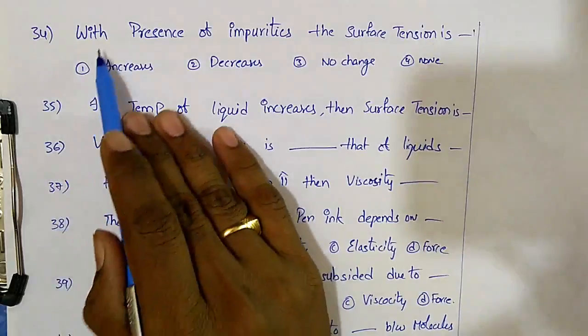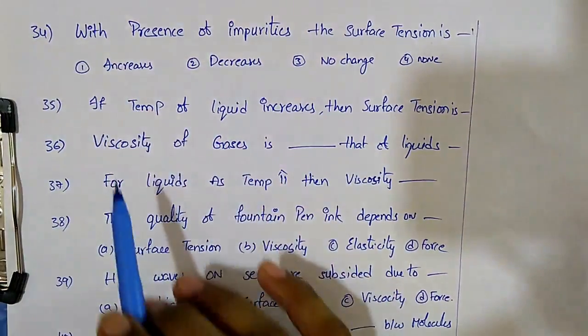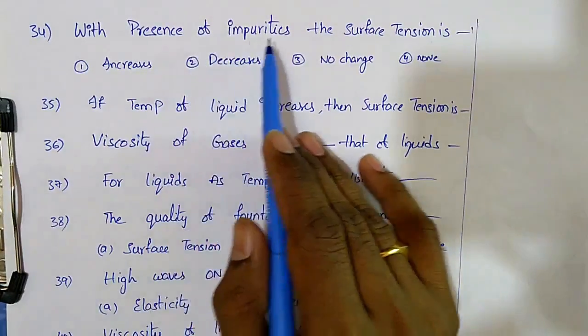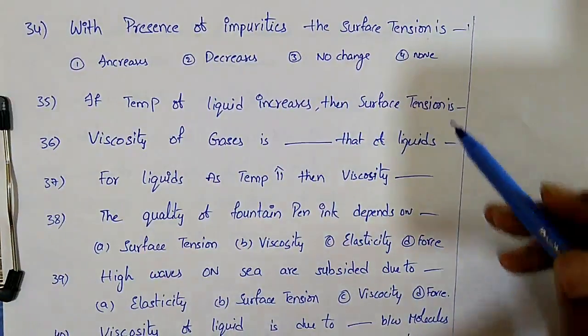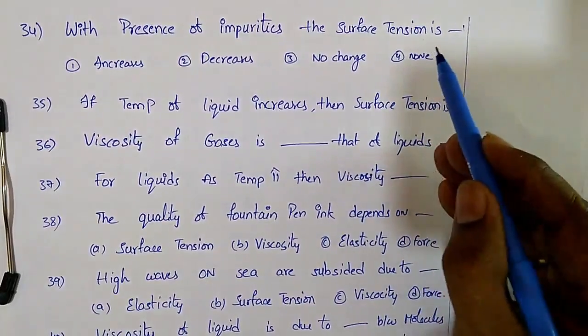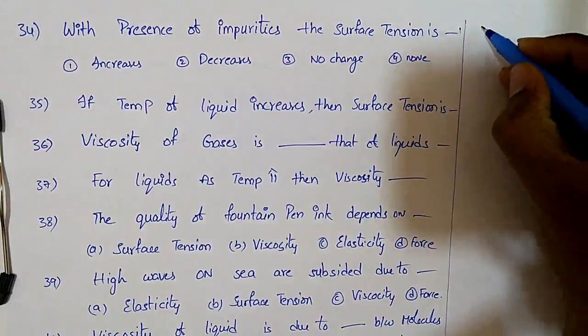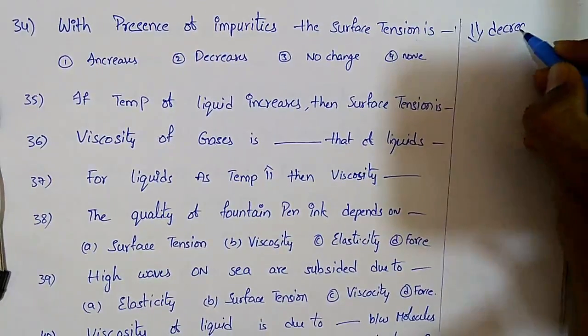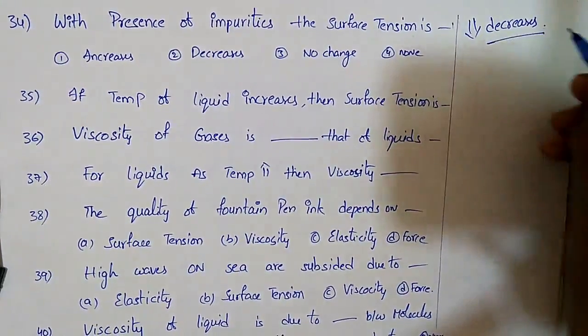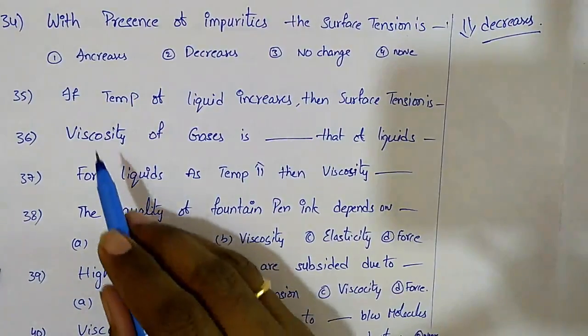And the next one, 34th. With the presence of impurities, the surface tension is dash. With the presence of impurities, the surface tension will decrease.